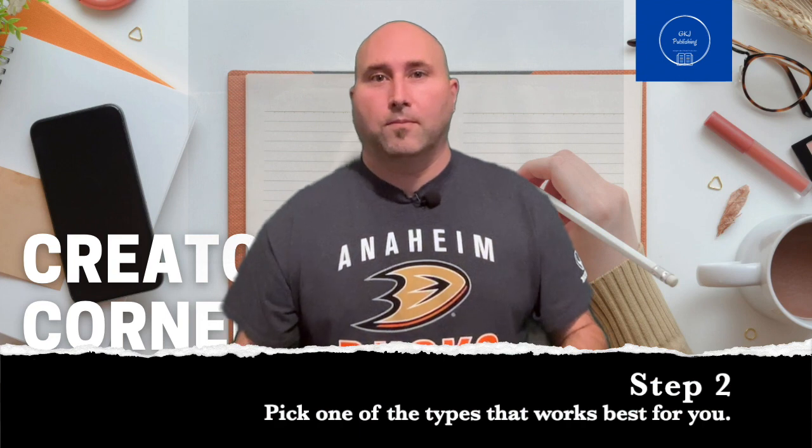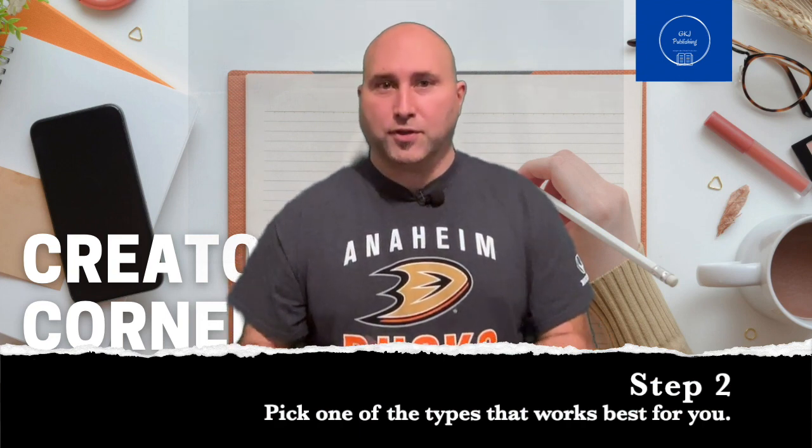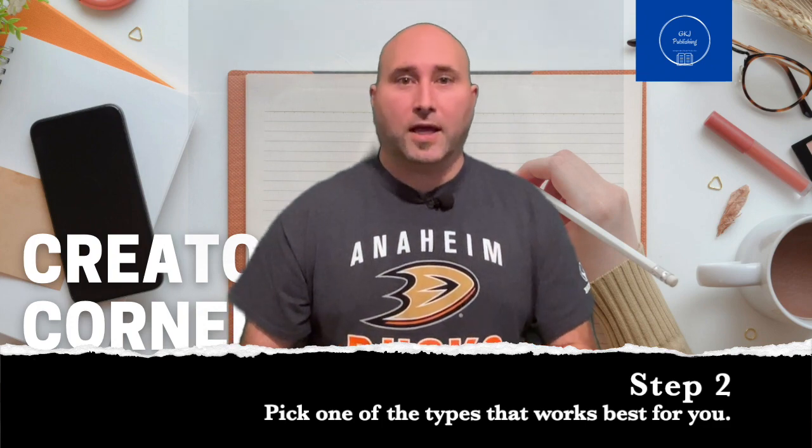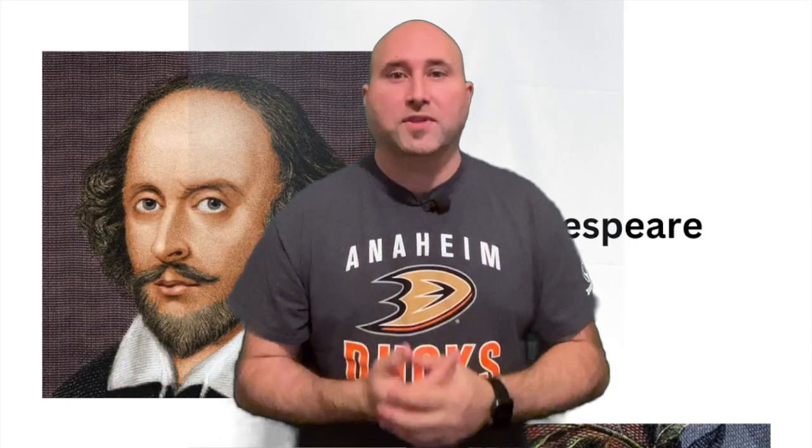Step 2. Pick a type of sonnet. As we've discussed, there are just the two types, Petrarchan and Shakespearean. Find the structure that works best for you. Make sure you familiarize yourself with it so that you don't leave anything, like the syllable count, the rhyme scheme, or the number of lines, undone. Personally, I'm a fan of the Shakespearean sonnet. It's always resonated with me.